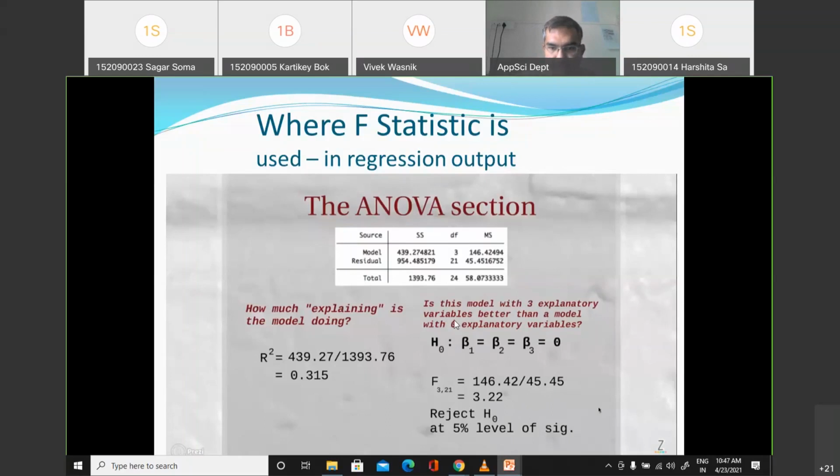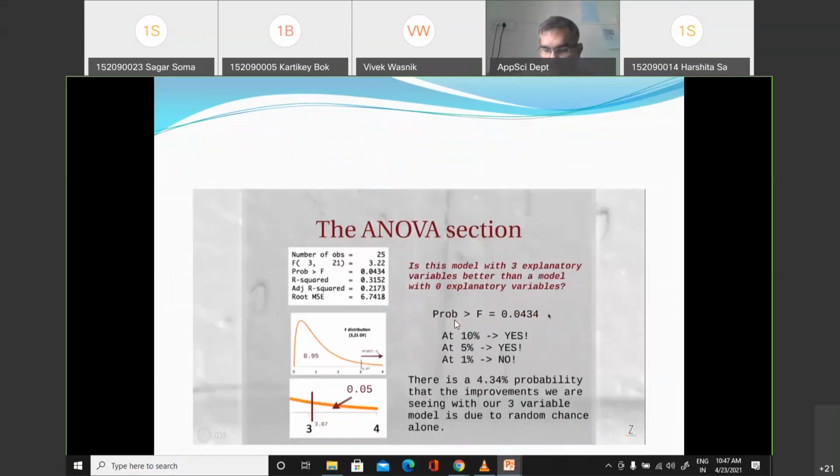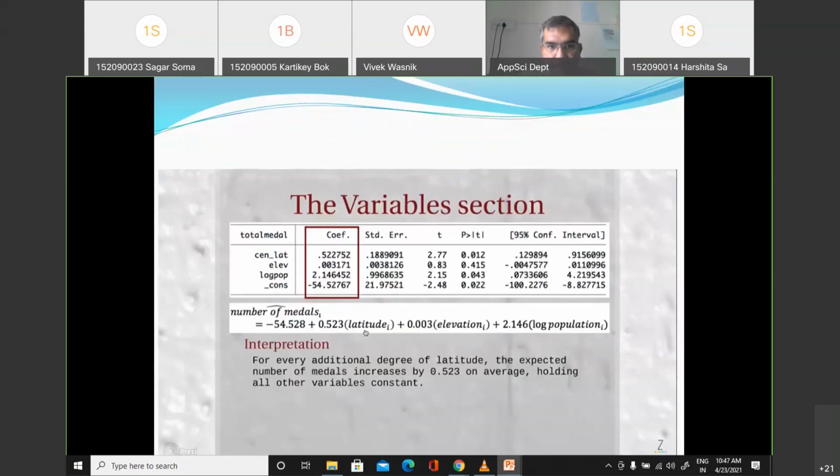So this is the ANOVA part. Now the variable section. So variable section is even better. Yeah, even closer to what we already did in normal distribution using comparing the means. So here we are again using hypothesis testing and we are comparing the means. So coefficient we got.